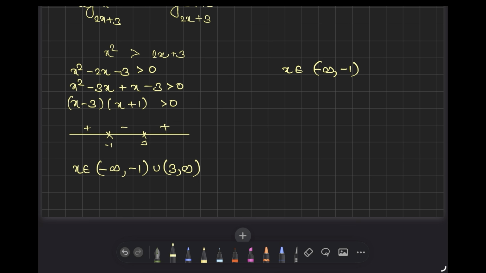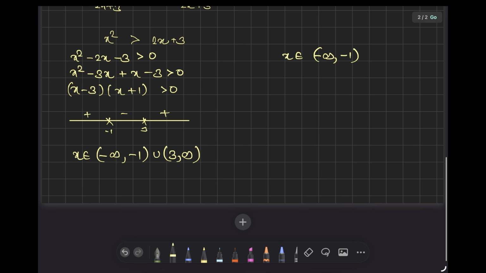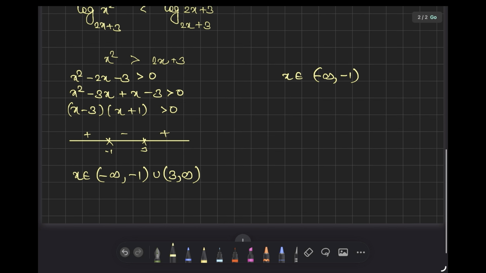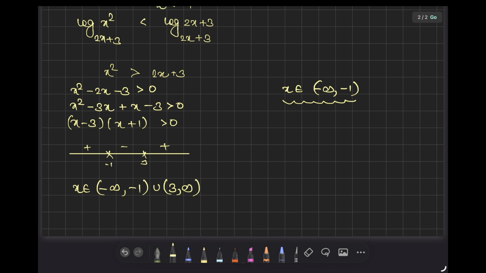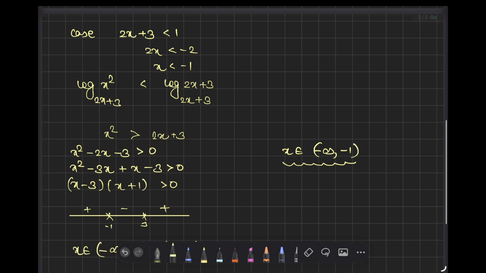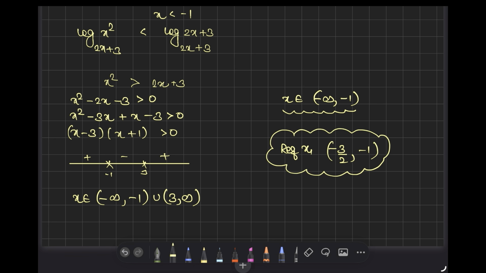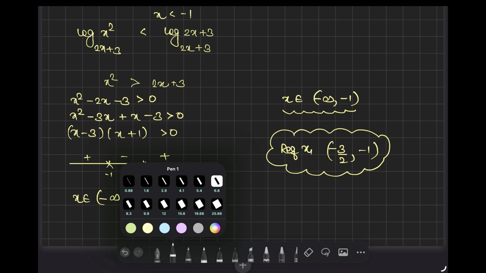Correct? Because it is less than minus 1, so after minus 1 you have to remove. Now what we will do, we will take the intersection of this answer with the given domain. So we will get this. Is that clear? So the required x1, this is case 1, is minus 3 by 2 to minus 1. So this is your answer of case 1. I hope the idea is clear.